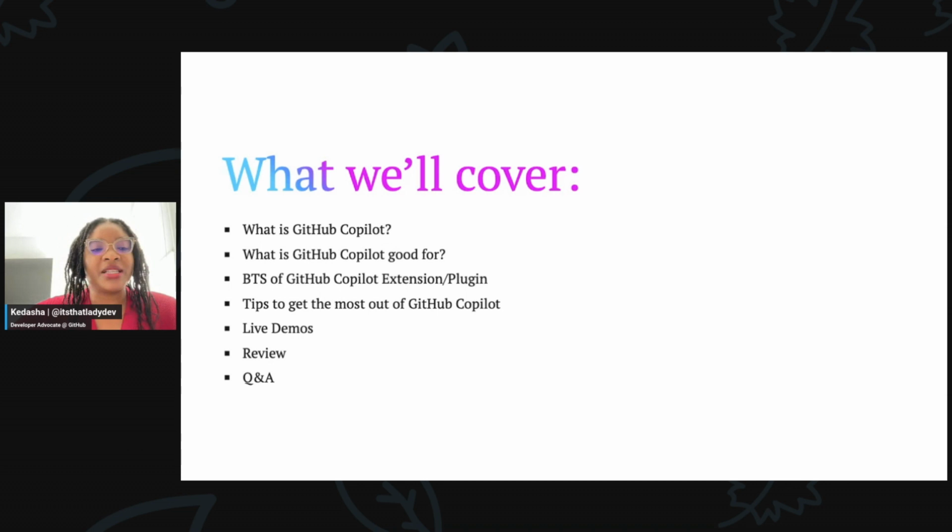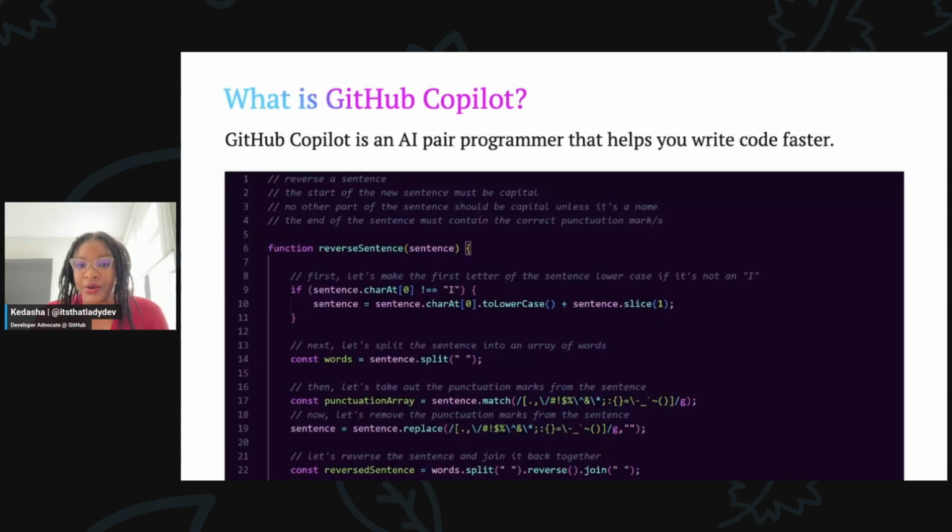So GitHub Copilot is an AI pair programmer that helps you write code faster. Just in case you didn't know, that's what it is. And it is specifically designed to help you with programming tasks and serve as an assistant while you're working in your IDE. So when it comes to using GitHub Copilot, don't ask it questions that you would ask ChatGPT, for example. GitHub Copilot is specifically for programming.